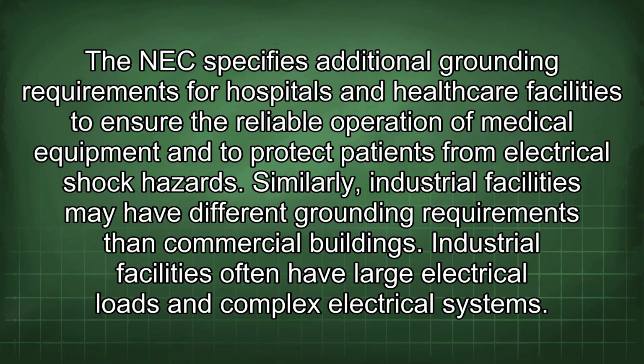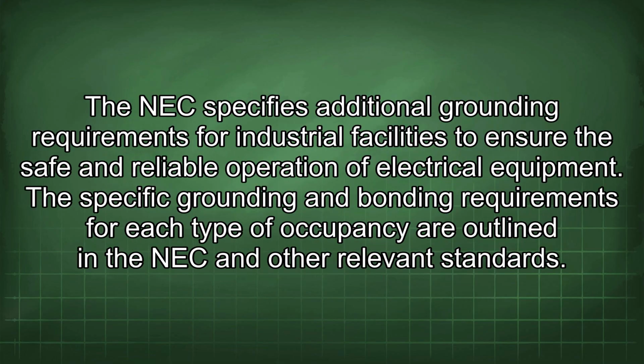Similarly, industrial facilities may have different grounding requirements than commercial buildings. Industrial facilities often have large electrical loads and complex electrical systems. The NEC specifies additional grounding requirements for industrial facilities to ensure the safe and reliable operation of electrical equipment. The specific grounding and bonding requirements for each type of occupancy are outlined in the NEC and other relevant standards.